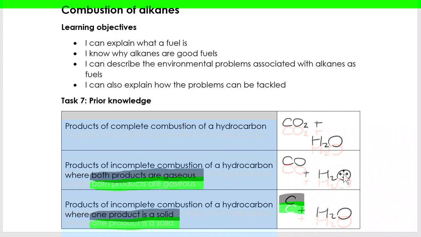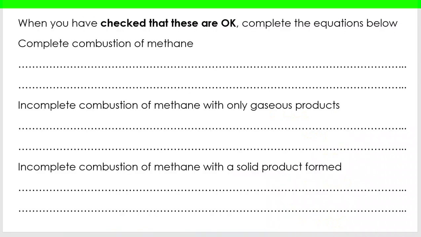You'll notice water is always produced. If there's not enough oxygen to produce water, we end up with unreacted hydrocarbons being released. So with that in mind, let's have a go at some equations. Try to write out these equations for me, please.